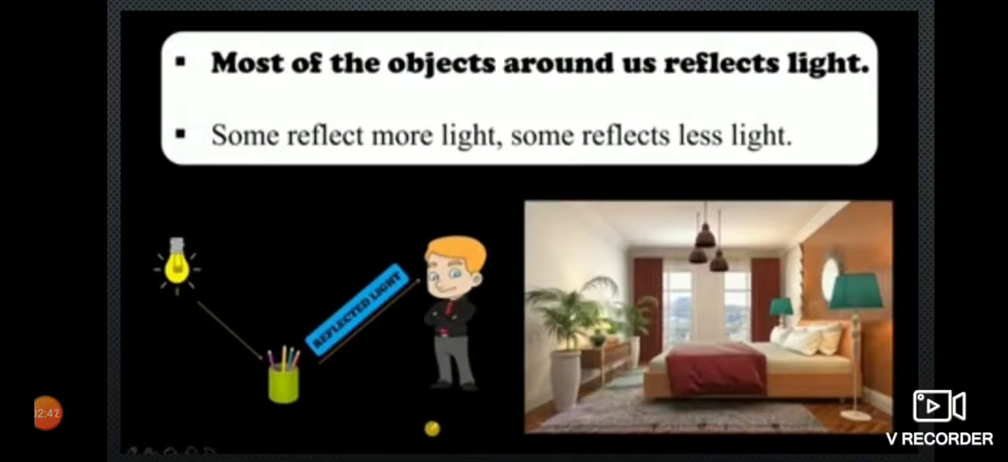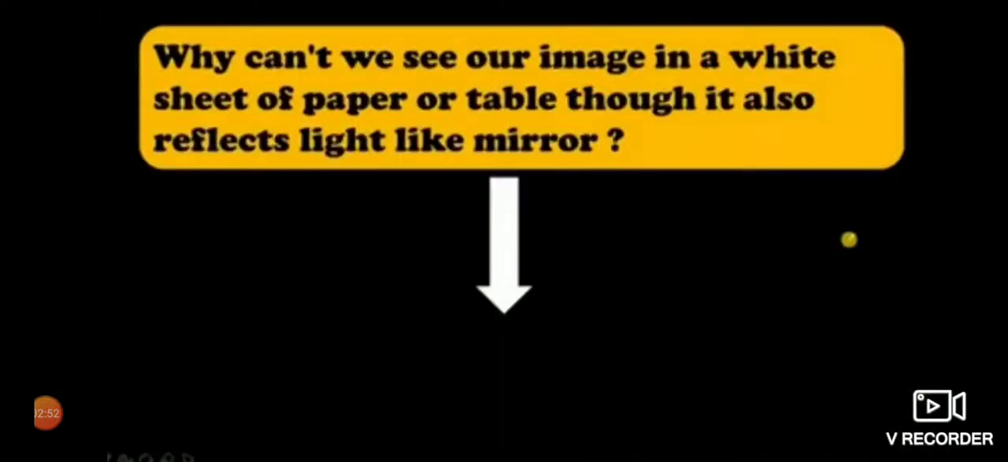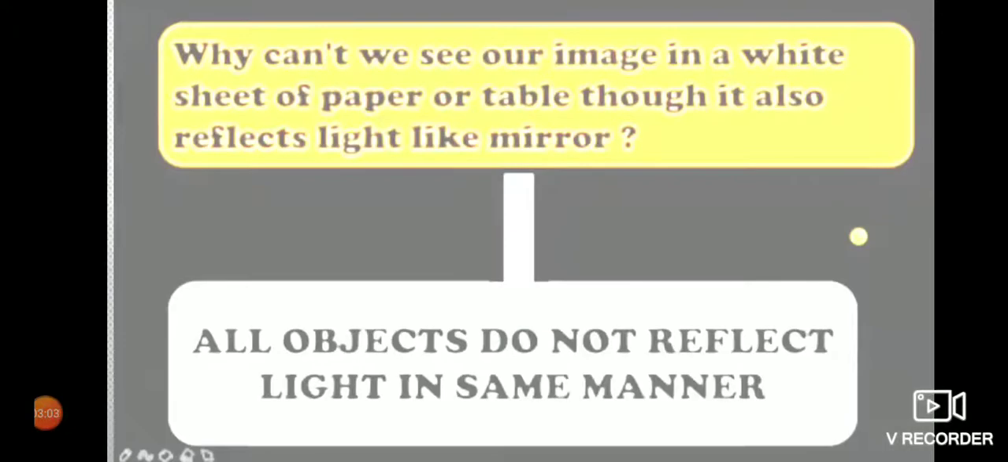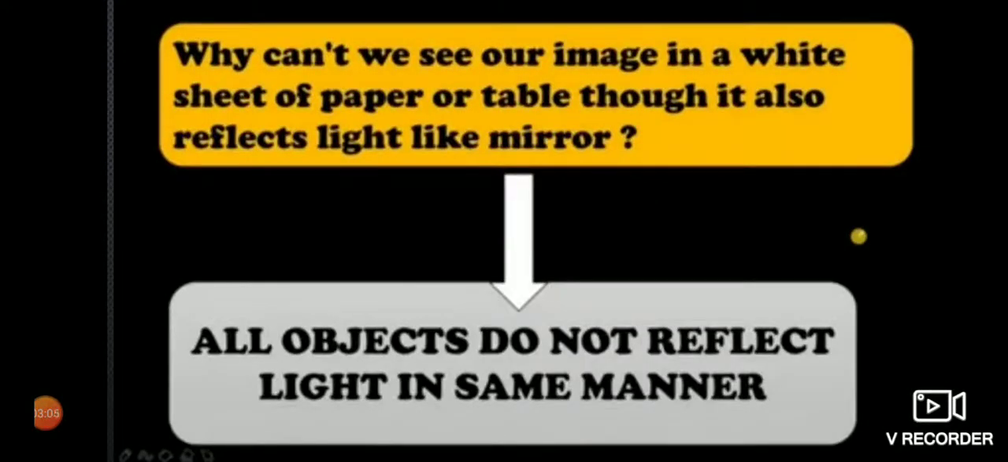Most of the objects around us reflect light. Some reflect more light while some reflect less light. Why can't we see our image in a white sheet of paper or table, though it also reflects light like a mirror? Yes, all objects do not reflect light in the same manner.